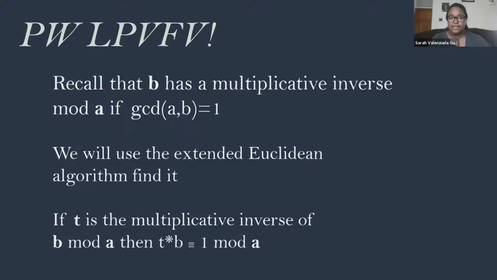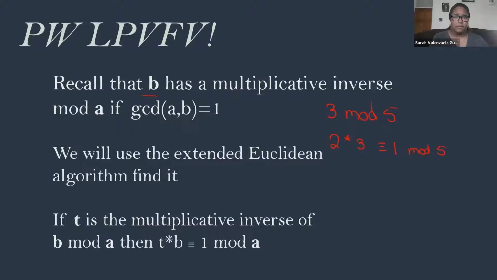And lastly, we say that if T is the multiplicative inverse of P in modulus A, then T times P is congruent to 1 modulus A. For example, if I have 3 modulus 5, I know that 2 is the multiplicative inverse of 3 in modulus 5. But why? If I get 2 and multiply it by 3, I get a number that is congruent to 1 in modulus 5.